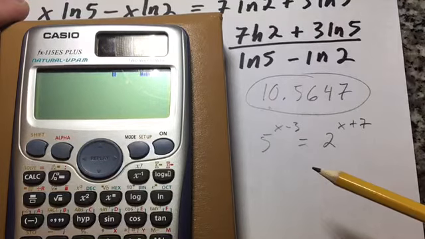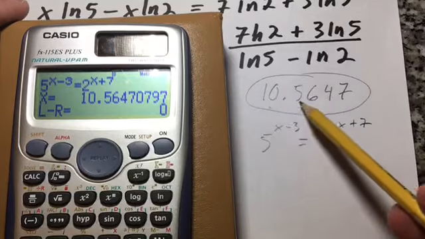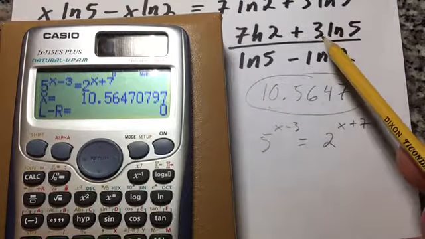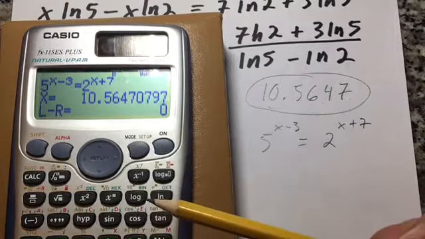It's taking a while. 10.5647. So you can do it by hand. If you're not required to show work, or if it's a multiple choice test, you can go ahead and use the Casio.